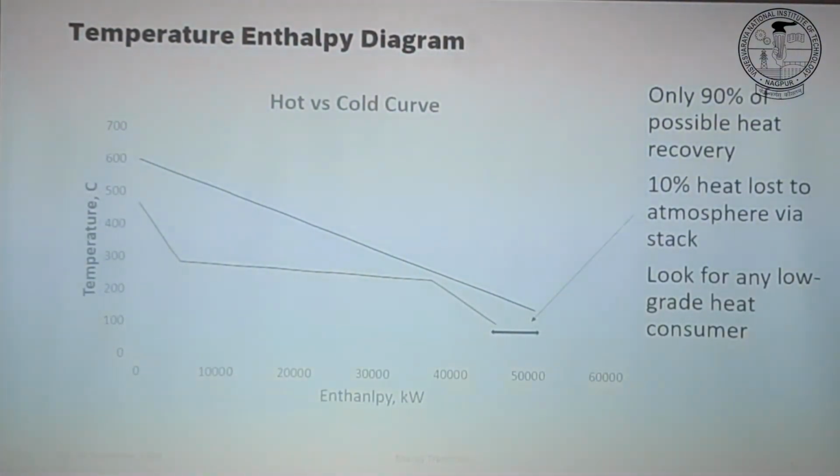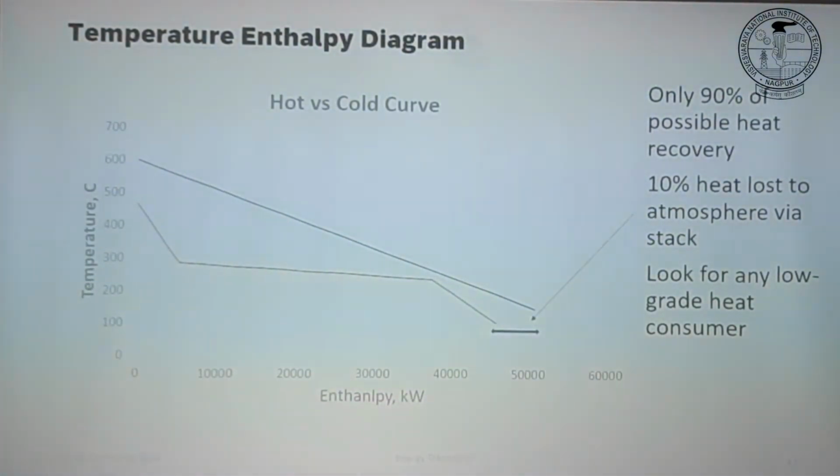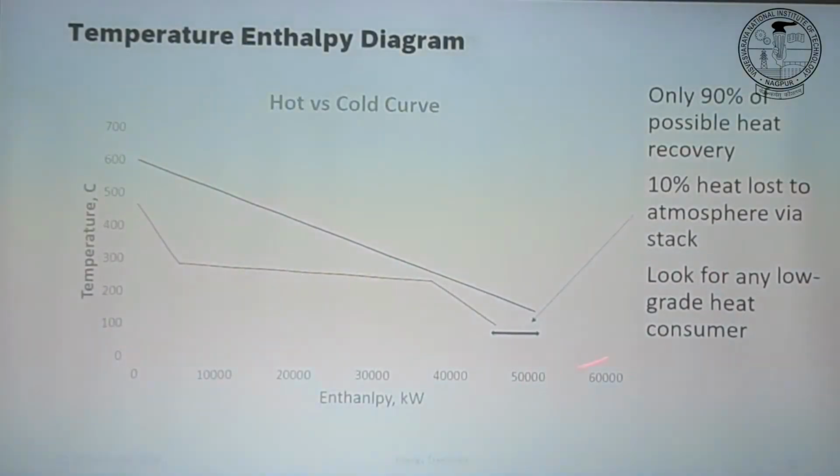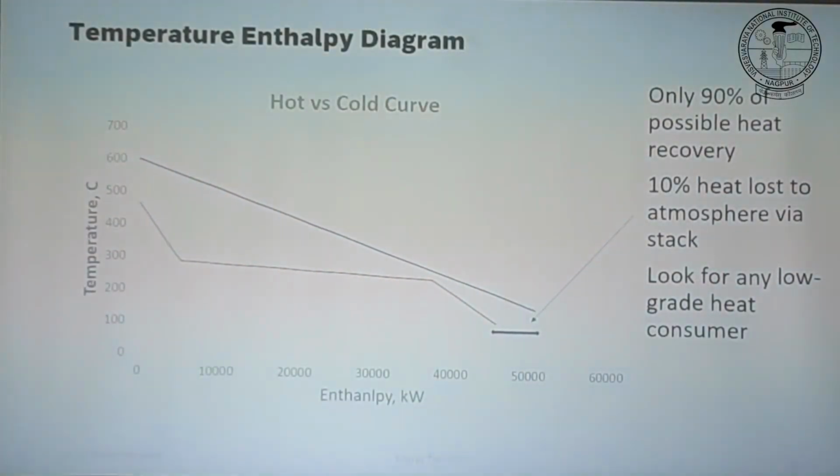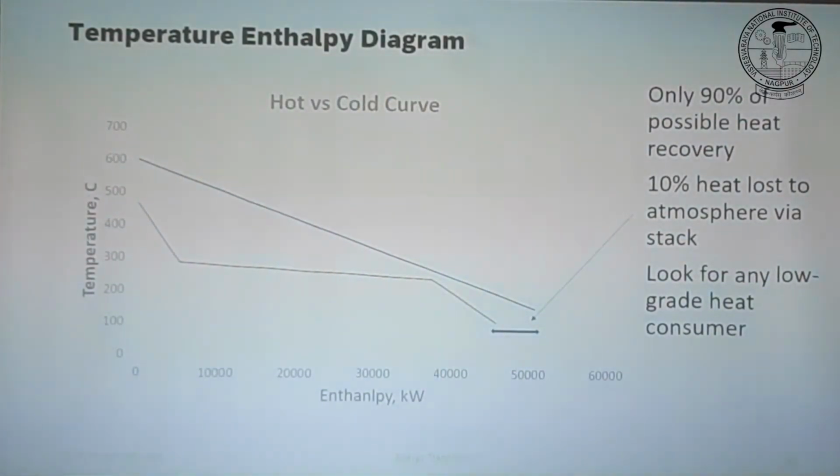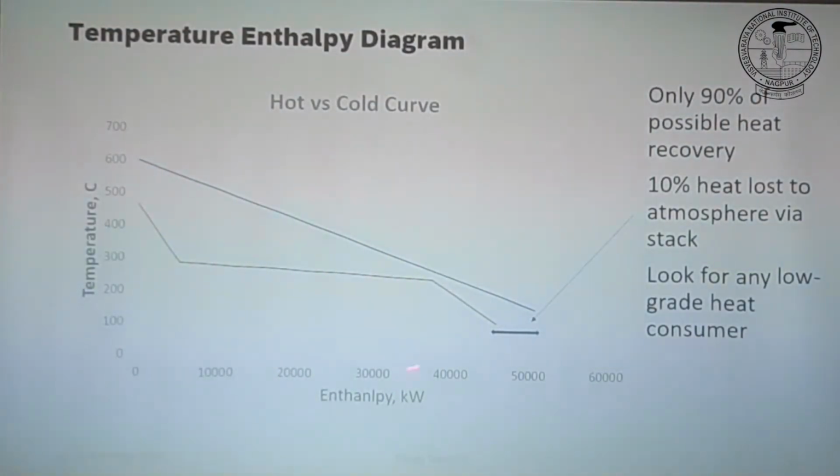But having said that, we need steam at 285 and we also don't want to have temperature loss. What could be the next step? We can look if there are any other low grade heat consumers available. So one consumer we are talking about at the moment is only steam. If there are any other consumers.